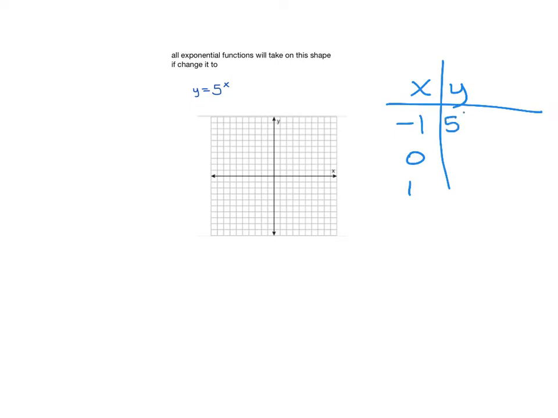So 5 to the -1 power is 1/5. 5 to the 0 power is 1. 5 to the first power is 5. So I'll take these 3 ordered pairs and put them on the graph.